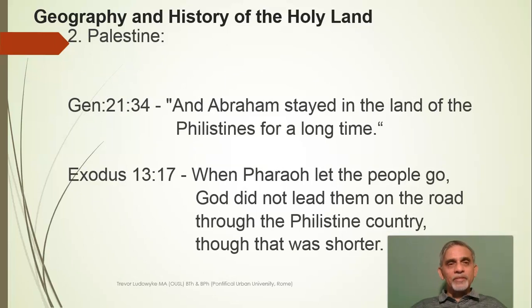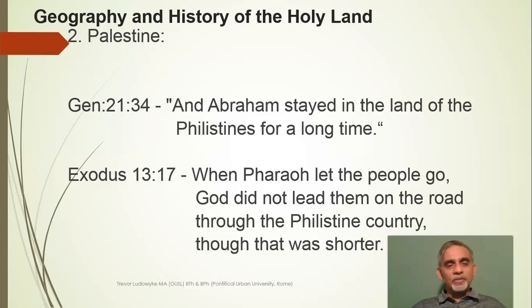Okay. And Palestine is also referred to in the Bible in various places. For example, in Genesis chapter 21, verse 34, we are told, "And Abraham stayed in the land of the Philistines for a long time." So it's referring to this land, to Canaan, where Abraham is supposed to have resided. As I told you, he moved from Mesopotamia and came to Egypt, and from Egypt he went up to Canaan. So that area is also called the Philistine area, the land of the Philistines.